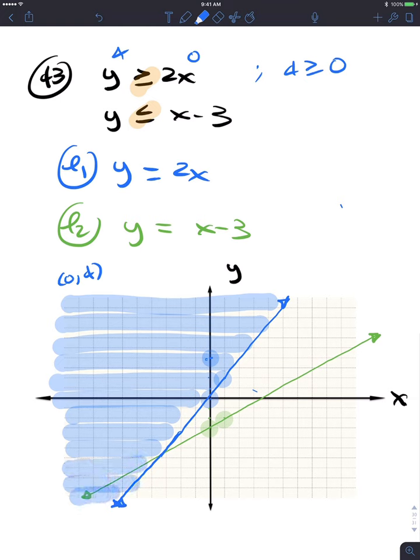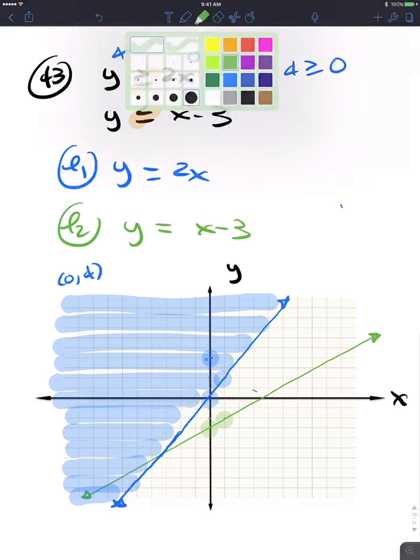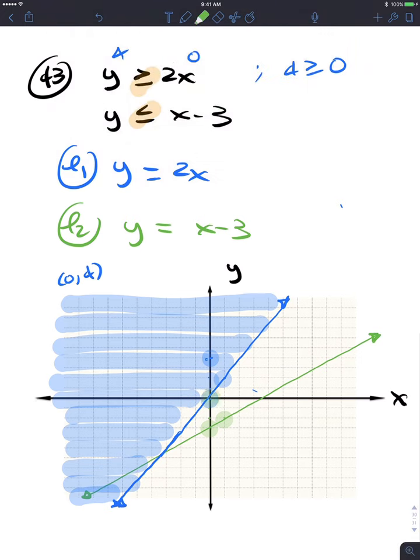Okay. Now we're lucky for green because of the fact that the origin is available. 0, 0 is available in green. So let's put 0 and 0, and let's see. 0 less than or equal to 0 minus 3 is negative 3. Now, this here is a false statement because of the fact that 0 is simply not smaller than negative 3. So we shade the region that does not contain the test point, and that's the region to the right of this line.